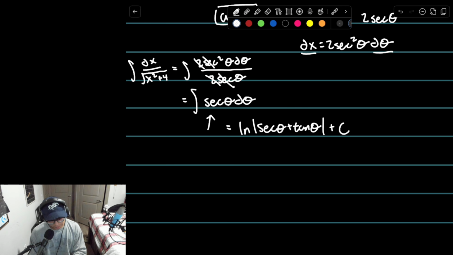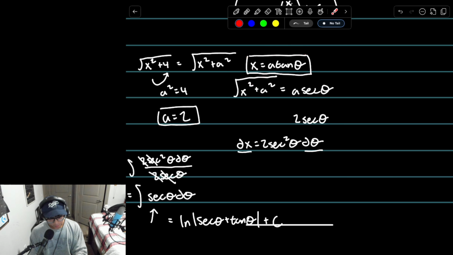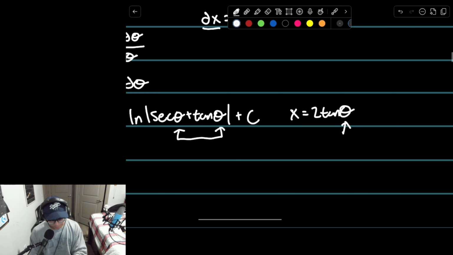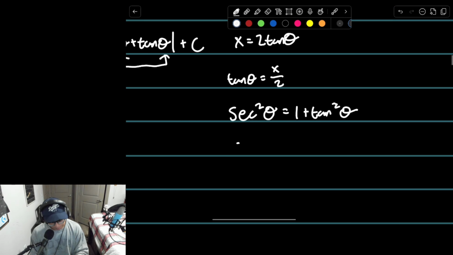Now again, are we done? Nope. We still have that theta to solve for. So let's see what we can use here. Since we were using the x equals a tangent theta, we know that our a is 2, so we could plug that in. And let's move that down here and solve for this theta over here. Now to do that, we know that tangent of theta equals x over 2, and we can relate the identity secant squared theta equals 1 plus tangent squared theta, which is the same thing as secant theta equals the square root of 1 plus tangent squared theta.